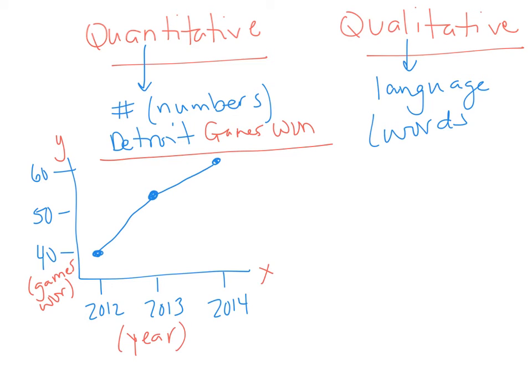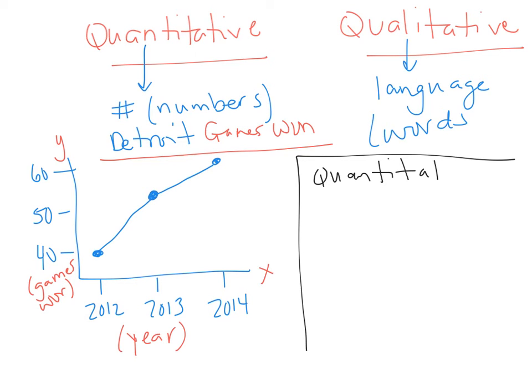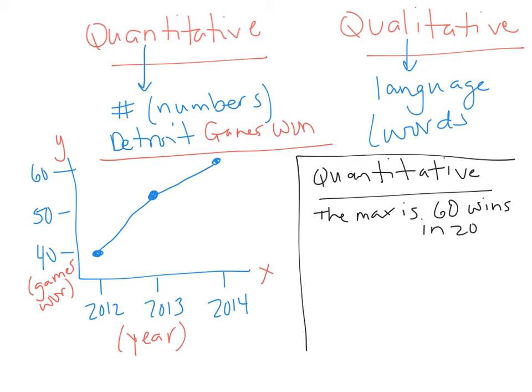So if we were to talk about a quantitative and qualitative observation, I'm going to write quantitative right here. For a quantitative observation, this includes numbers. We might even say the max is 60 wins in 2014. Or I might say the range is 20 games won. You notice in both of these I have numbers. In this case I have 20, in this case I have 60 wins in 2014.